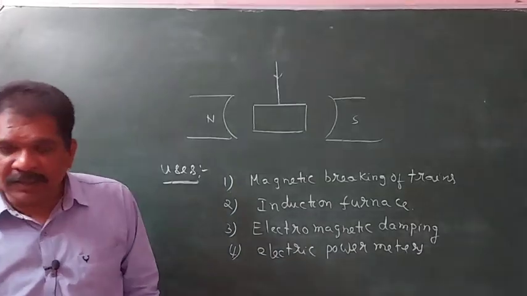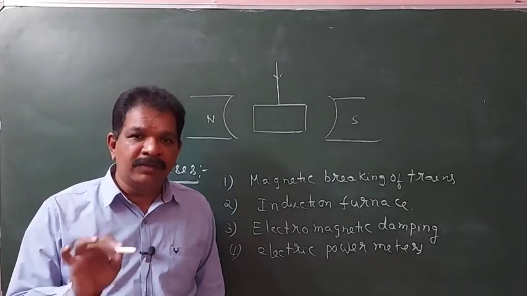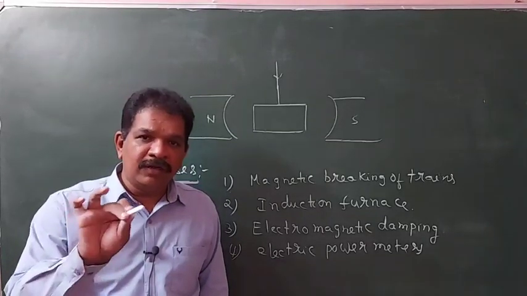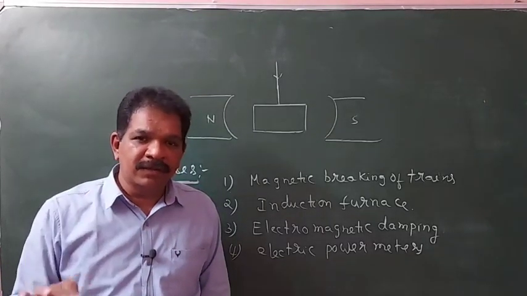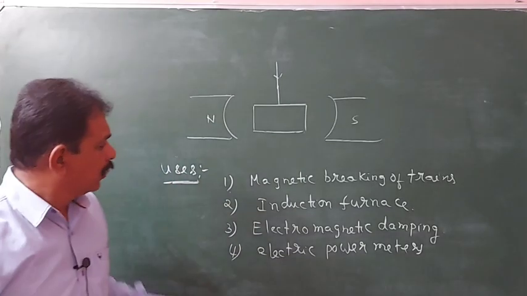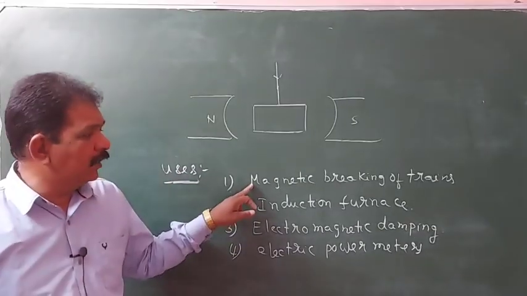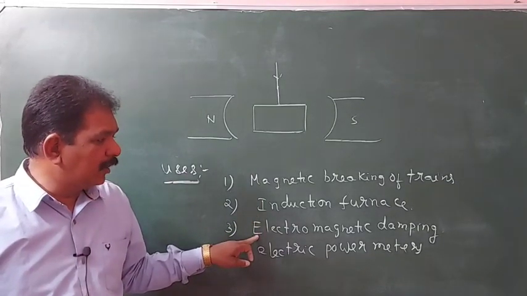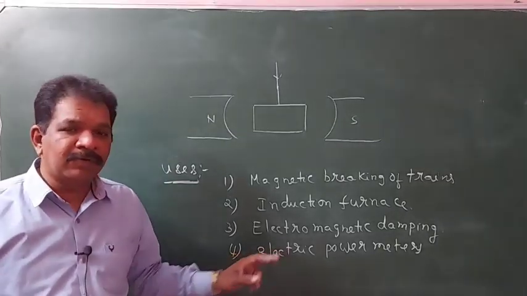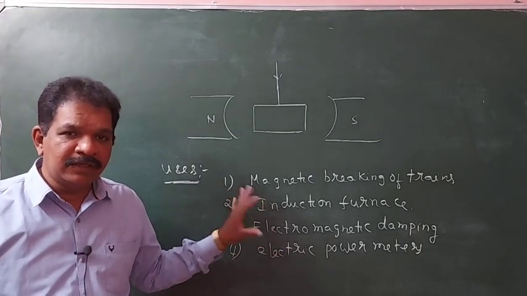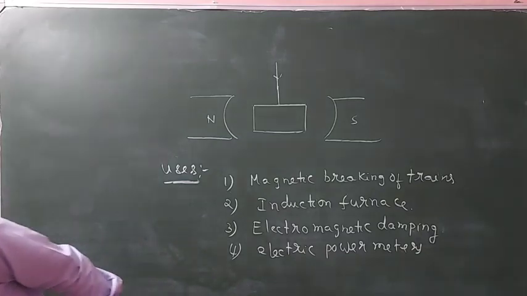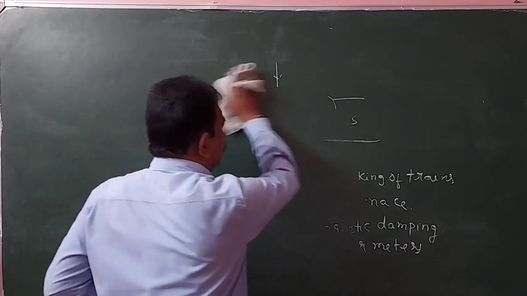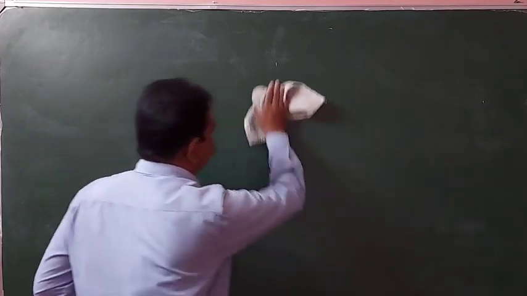So circulating currents are produced in big massive blocks when a time varying magnetic field is applied on the blocks; these are called eddy currents. Uses of them will be magnetic braking of trains, induction furnaces, electromagnetic damping, electric power meters. These eddy currents will be useful for those devices. Next, what are the disadvantages of the eddy currents?